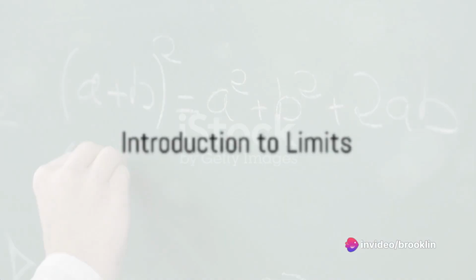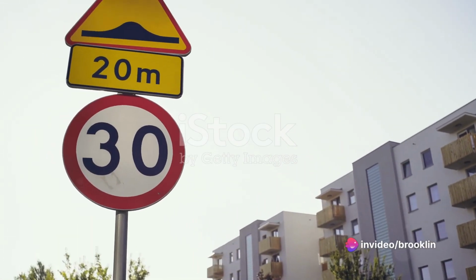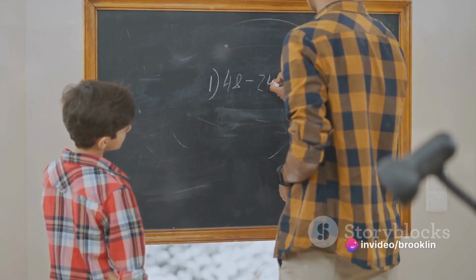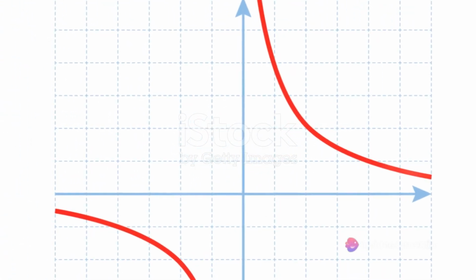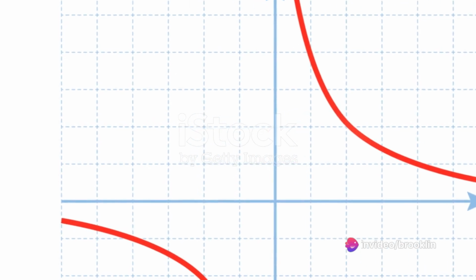What comes to mind when you think of a limit in mathematics? Is it a boundary, a stop sign, the end of the road? Well, in a way, you're not far off. A limit, in mathematical terms, is like a destination. It's the value that a function or sequence approaches as it gets closer and closer to a certain point.